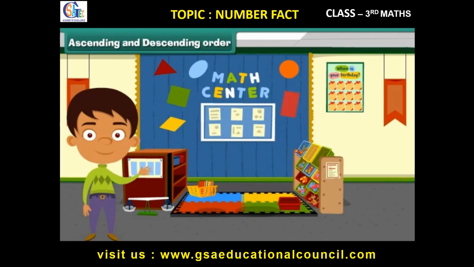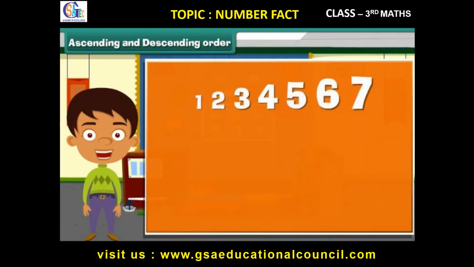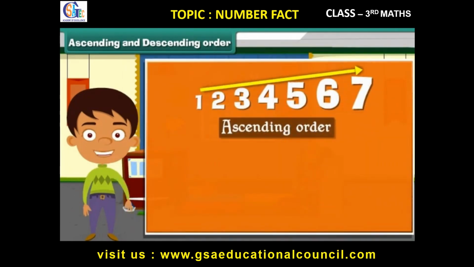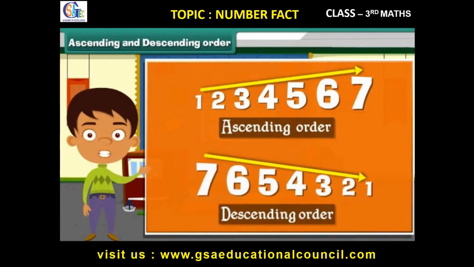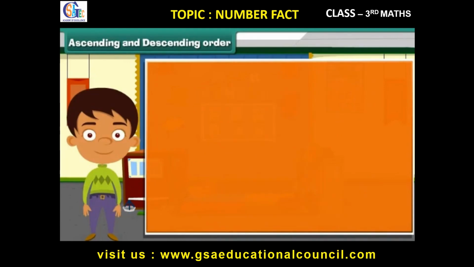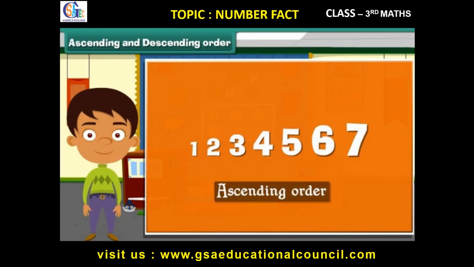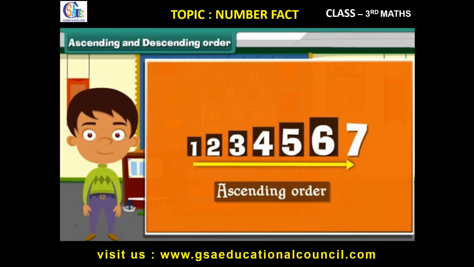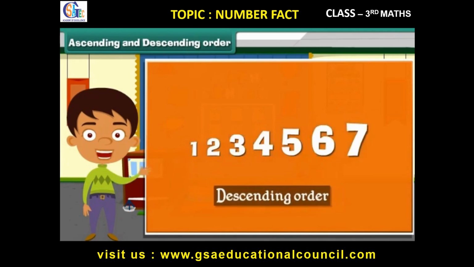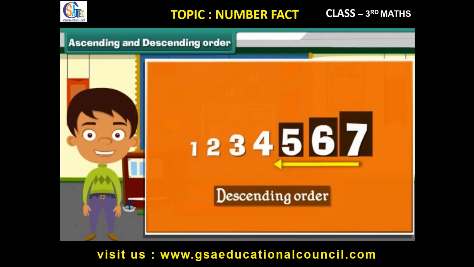Ascending and descending order. Once we know how to compare numbers, we can arrange them in the ascending, that is increasing, or descending, that is decreasing, order. In the ascending order, the numbers are arranged starting from the smallest number first, then the next greater number, then the next, and so on. In the descending order, the numbers are arranged in reverse, that is, starting from the largest.